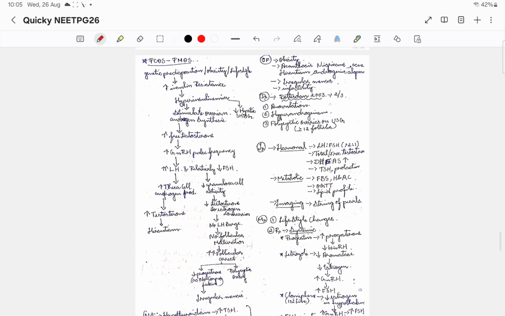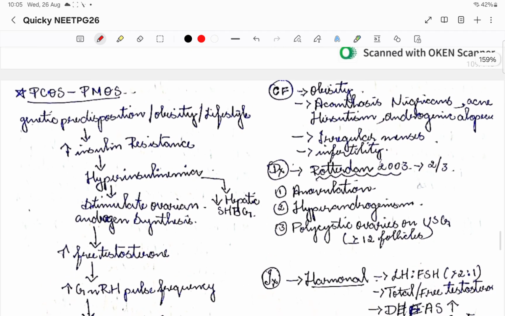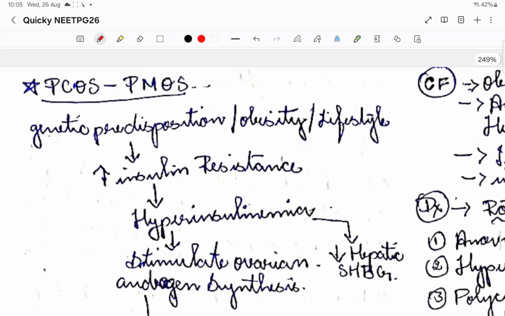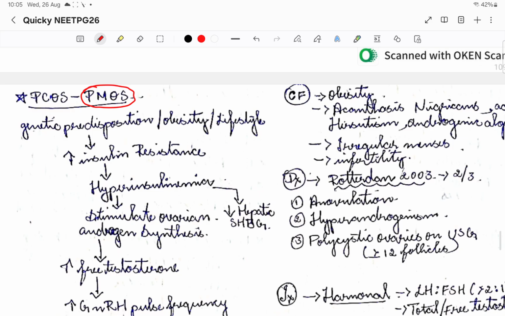So now we'll move on to the important thing, that is PCOS. Now it has been renamed as PMOS, right? So the 2025 guidelines gave it as PMOS, the new name. Okay. So I'll tell you the entire pathogenesis, so it will be easier for you to know the clinical features and the management that we can do.